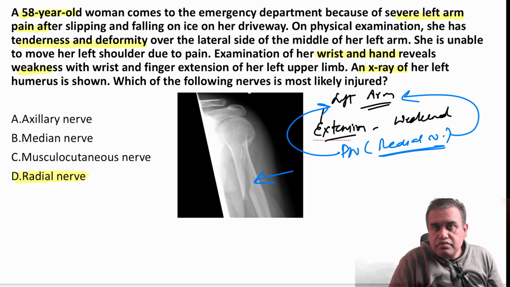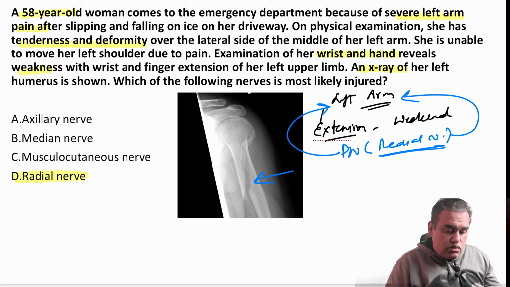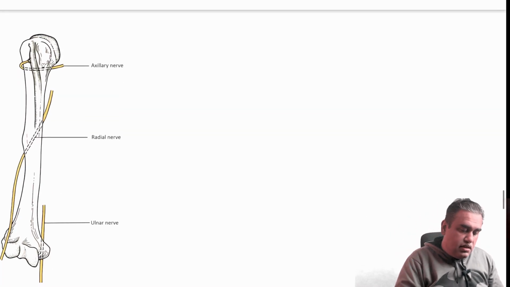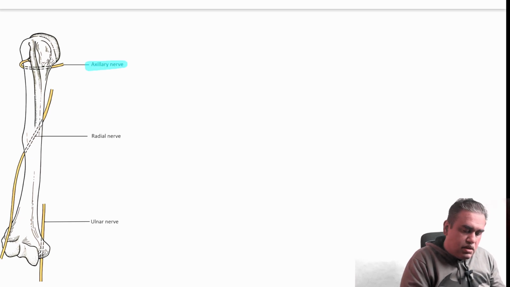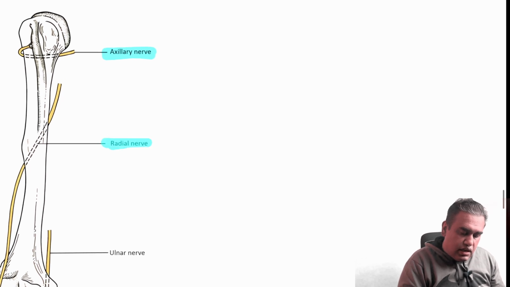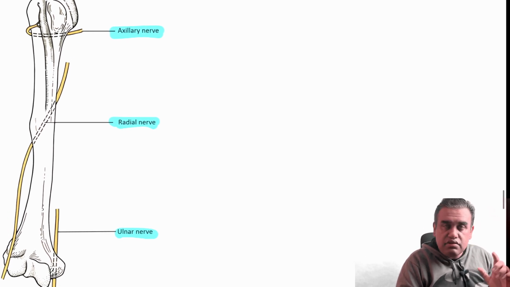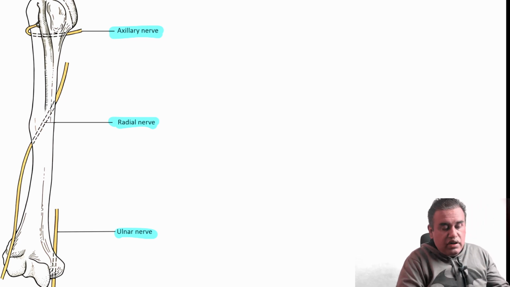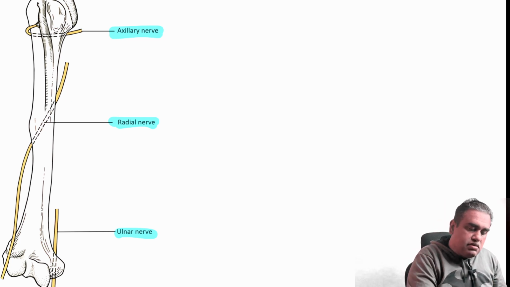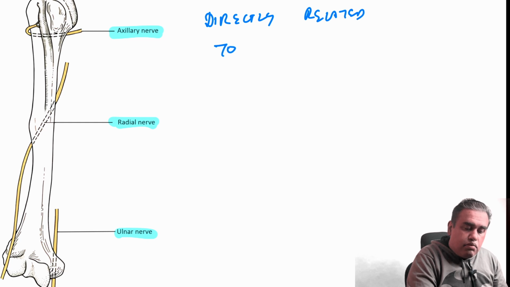Okay, the answer is radial nerve. It passes through the radial groove, and remember these 3 nerves. They can ask on any day. An axillary nerve question came recently, we have discussed. Radial nerve, and ulnar nerve behind the medial epicondyle. Why are only these 3 given, when there are also median and musculocutaneous nerves? Because these 3 nerves are directly related to the bone, the humerus. Okay, so this was the answer.